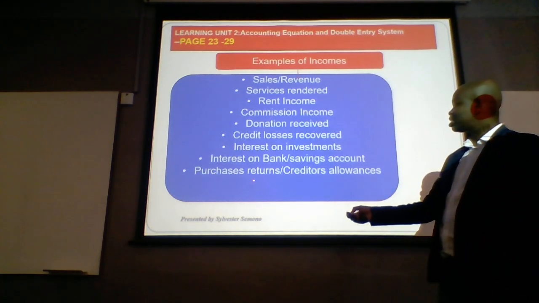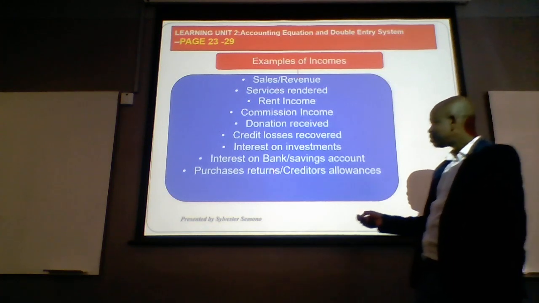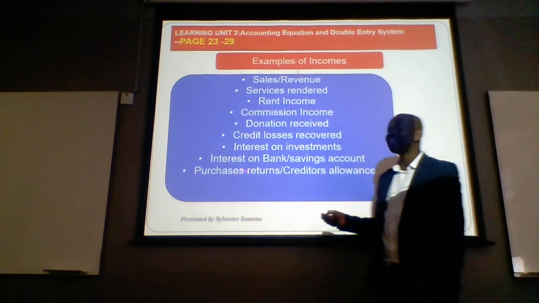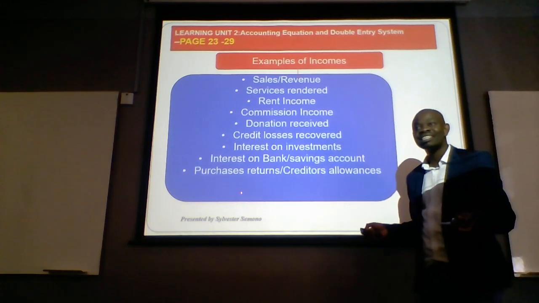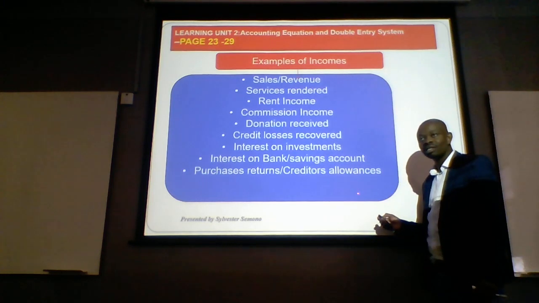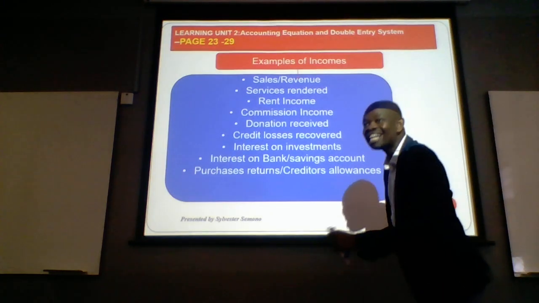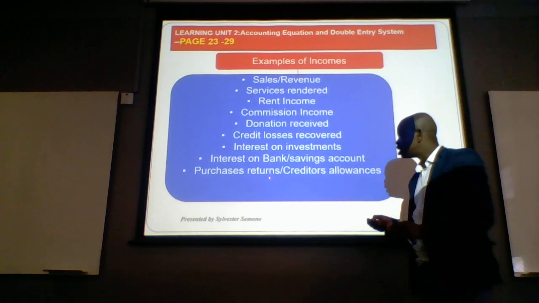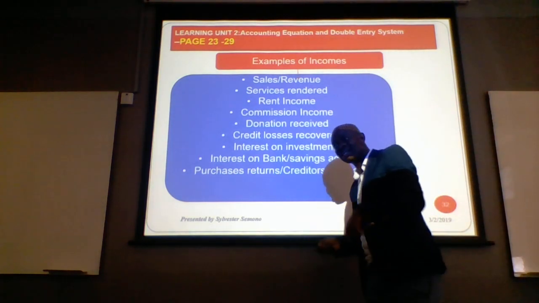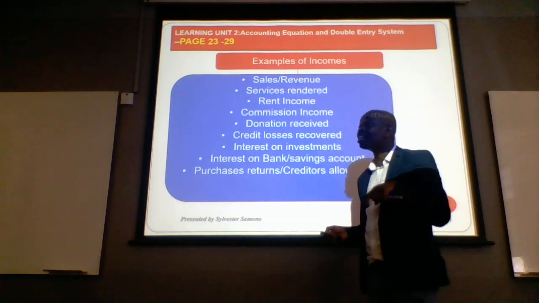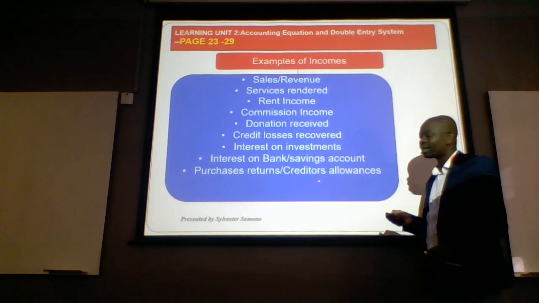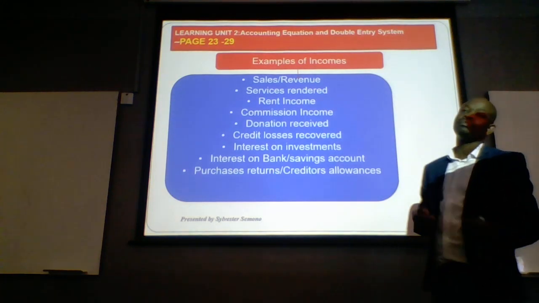Returns and creditors allowances. Sometimes we buy goods from the creditors on credit, and when we return them, it means we owe them less. We call that returns, and sometimes we call it creditors allowances. This is an income to the business. Remember, this only takes place if we bought goods on credit from our suppliers and then return them. It's an income to us.